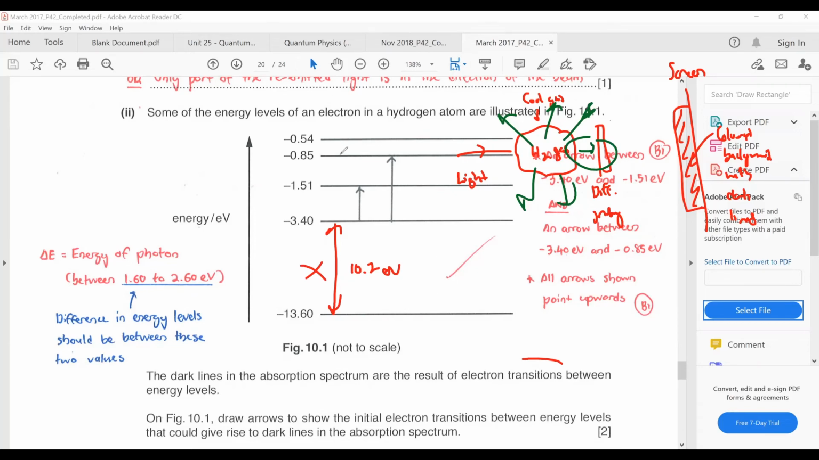Then if I consider here to here, 0.85 minus 0.54, it is 0.31 eV. It is smaller than this range, isn't it? So this one is also out of range. But if I'm talking about from here to here, 3.4 minus 1.51, this is 1.89 eV, so it's within range. If I talk about 3.4 minus 0.85, it is 2.55 eV, so it's within range. So these are the only two possible transitions that may give me the dark lines, but not this one, because the photon energy is out of range already. Okay.